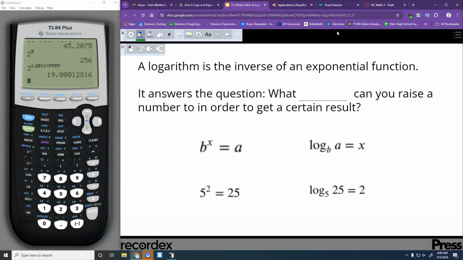Let's look at what you will do with these. So a logarithm is the inverse of an exponential function. Okay? It answers the question, what power can you raise a number to in order to get a certain result?